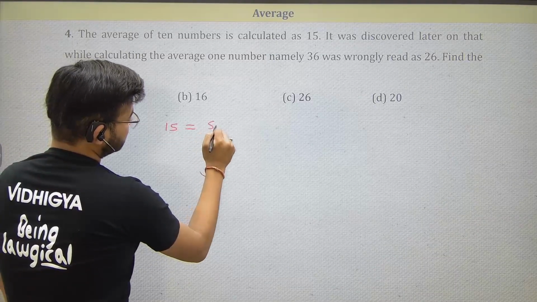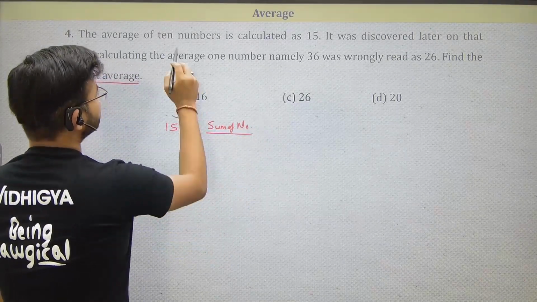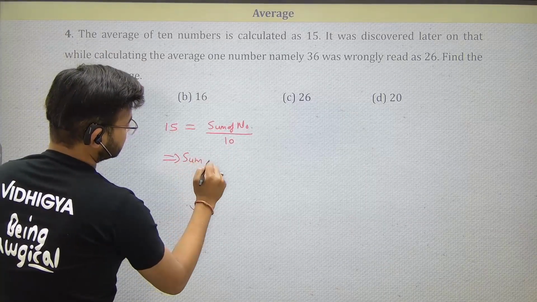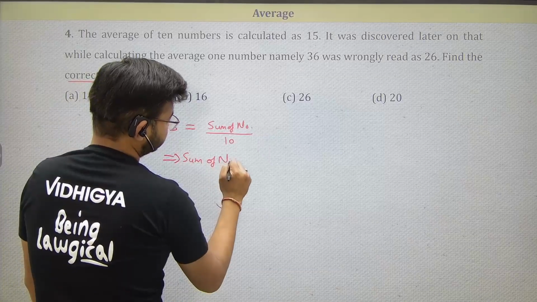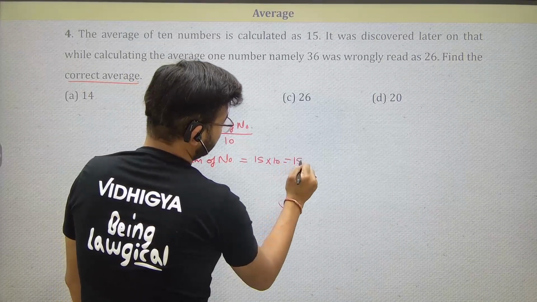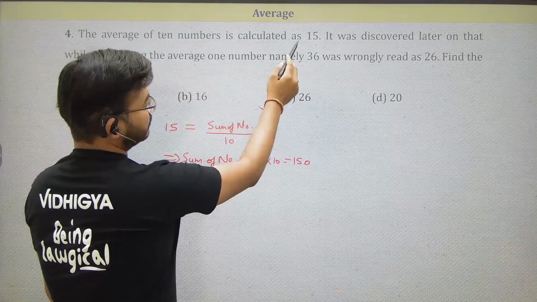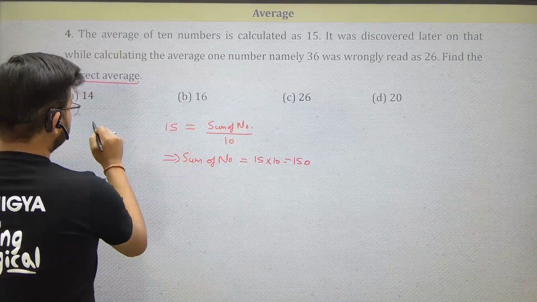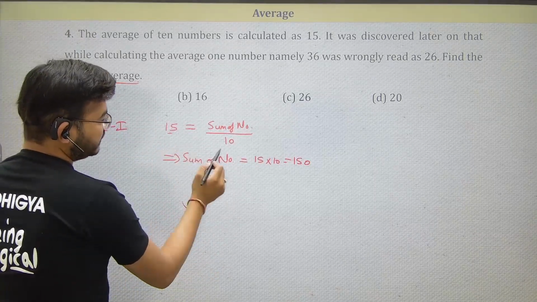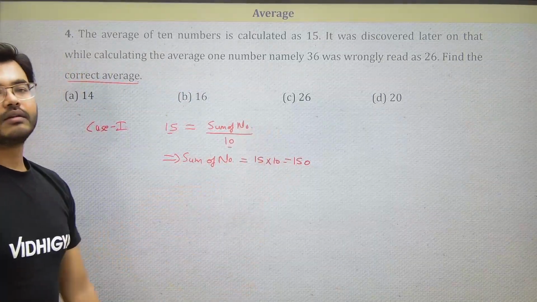Average is sum of numbers divided by total number of numbers. So total numbers are 10. So this will imply the sum of the numbers calculated earlier was 15 into 10, so that is equal to 150. Okay. So earlier, that is, again, we can write it as case 1, the average came out to be 15 and total number of numbers were 10. So sum of the numbers were 150.